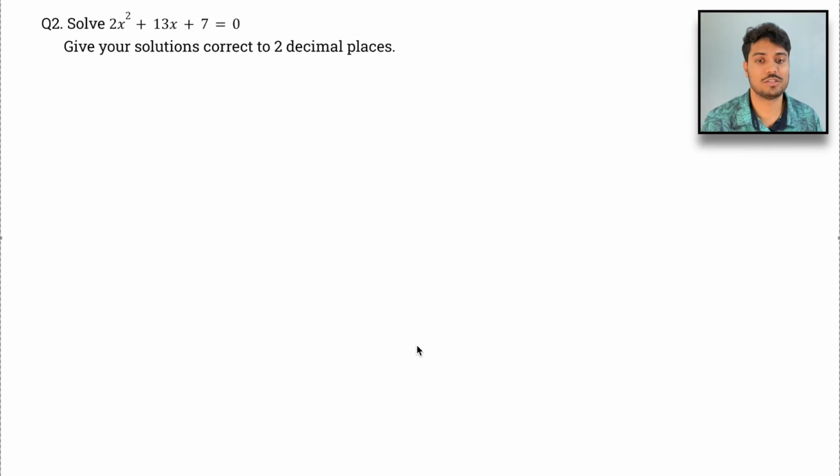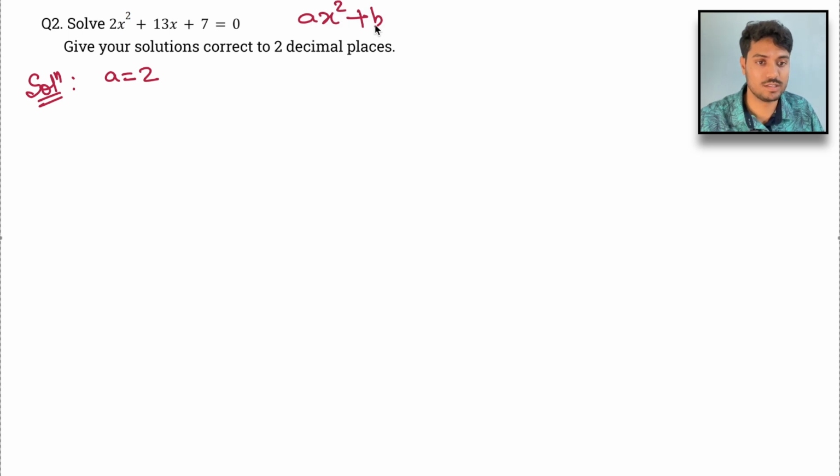Question number 2, it says 2x square plus 13x plus 7. So let's try to solve this now. So we have value of a equals 2. From where are we getting the value of a equals 2? The general form of a quadratic equation is ax square plus bx plus c equals 0, where a and b are the coefficients of x square and x. So a is 2, b is 13 in this case, and c is your constant term or the integer term, which is positive 7 in this case.